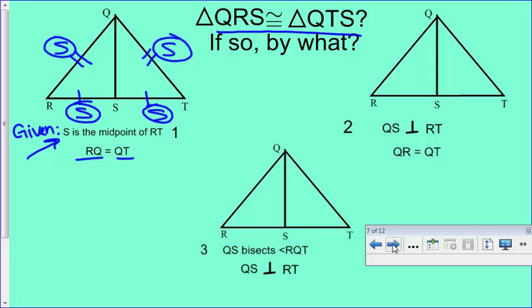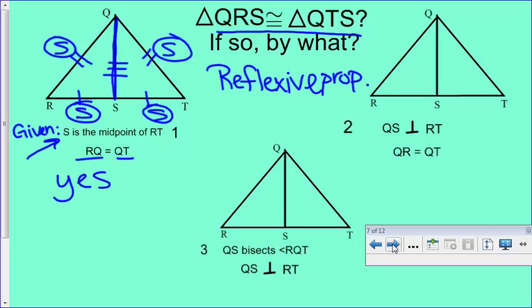But in this diagram, there's something that you're always allowed to mark congruent, and that's the reflexive property, okay? Which is technically on this one a shared side. So when we're looking at QRS and QTS, the shared side, that's the same side in both triangles, is QS. So by the reflexive property, I know that that's congruent to itself. So is triangle QRS congruent to triangle QTS? Yes. If so, by what? Well, we have 3 sides marked congruent. Side, side, side. So yes, by side, side, side, or SSS.